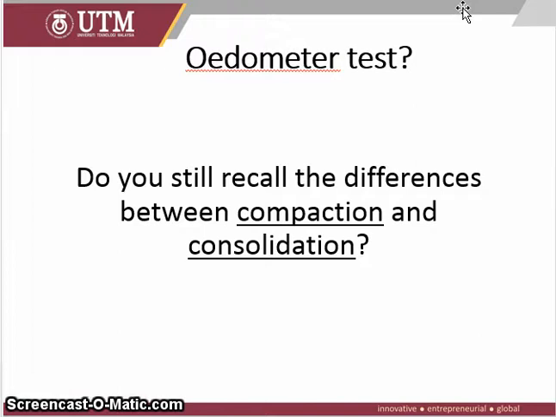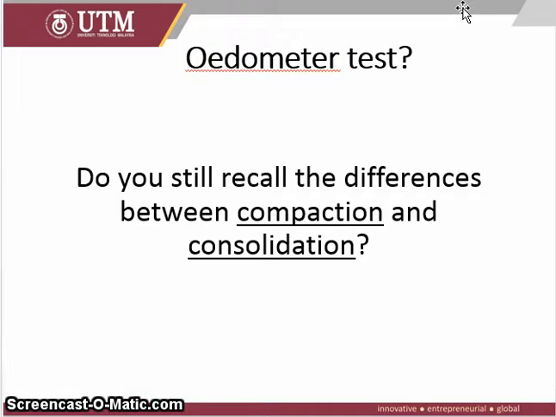Oedometer tests are performed by applying different loads to a soil sample and measuring the deformation response. And this result is very important as it is used to predict how soil in the field will deform in response to a change in the effective stress, which comes from buildings and so on.